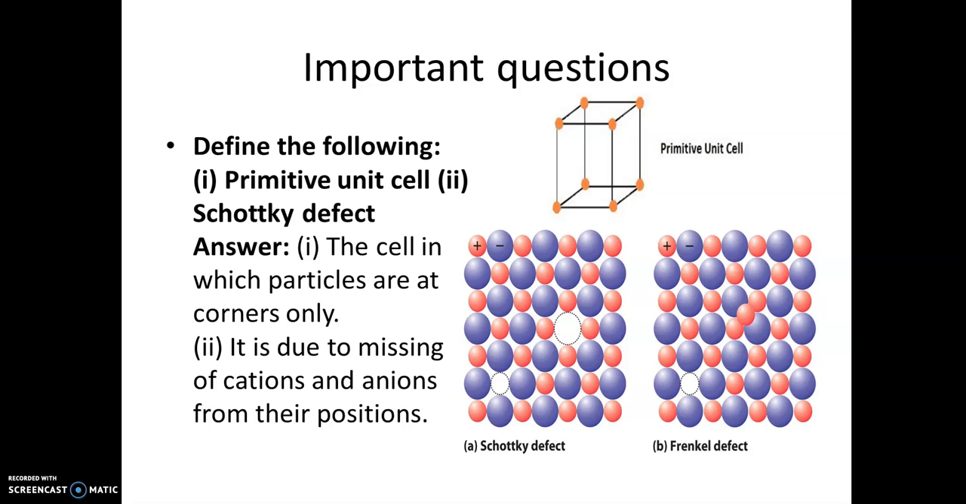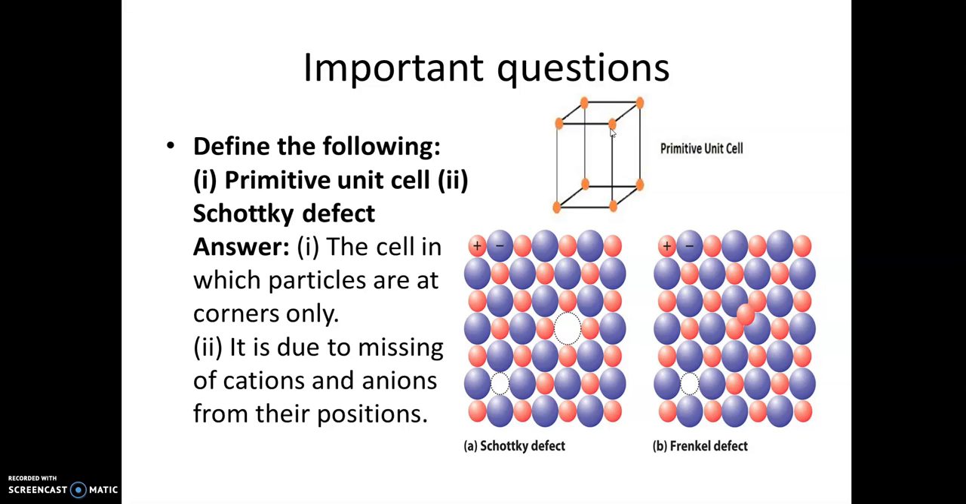So what is a primitive unit cell? Here you can see the image of a primitive unit cell. It is the cell in which particles are at the corners only. If in a unit cell the particles are only at the corners, you can call it a primitive unit cell. While answering such questions, if you also draw the image, you will get more marks. You should include the image.